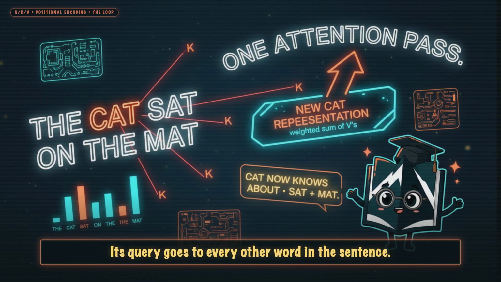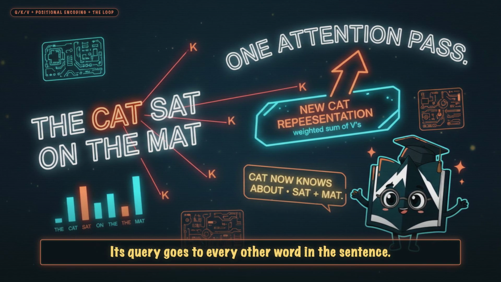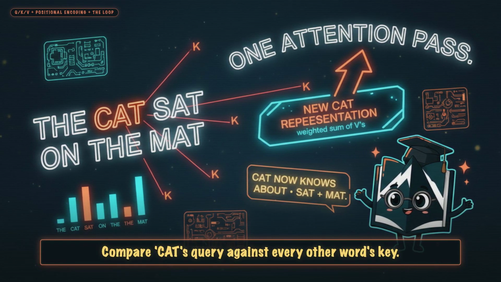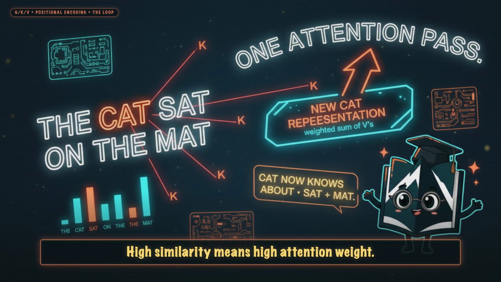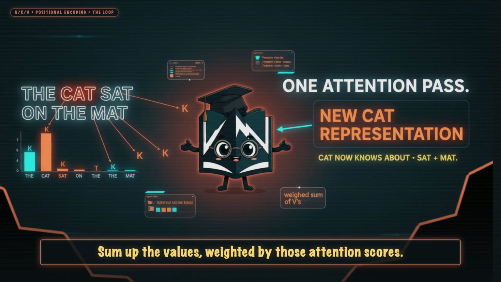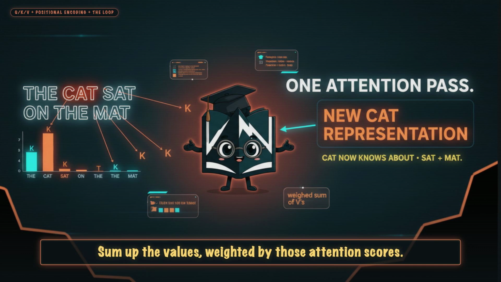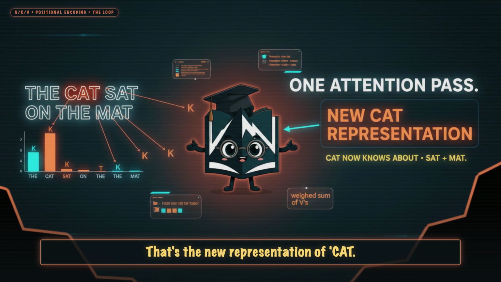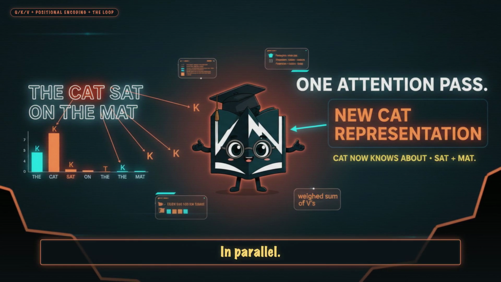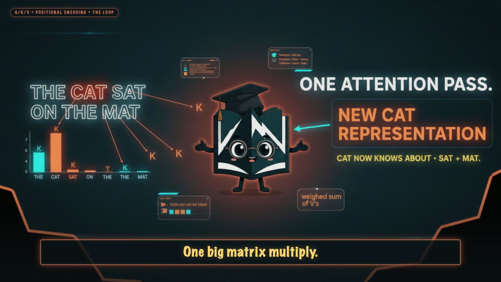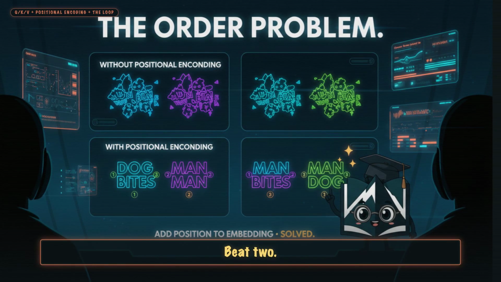Now the pass. Take the word cat. Its query goes to every other word in the sentence. Compare cat's query against every other word's key. High similarity means high attention weight. Low means low. Sum up the values weighted by those attention scores. That's the new representation of cat. Then do the same for every other word. In parallel. All at once. One big matrix multiply.